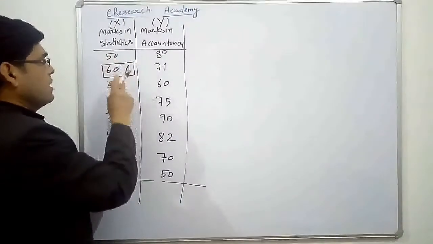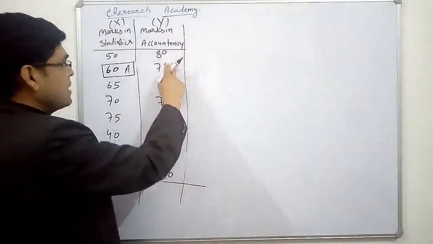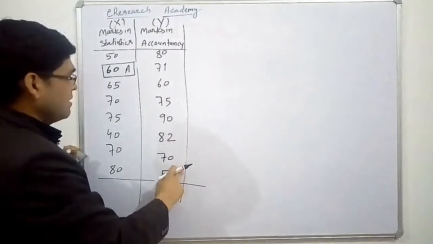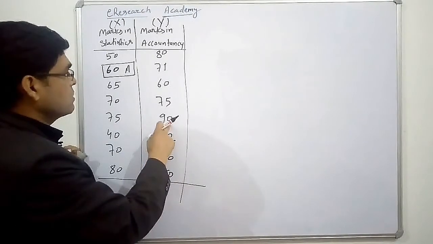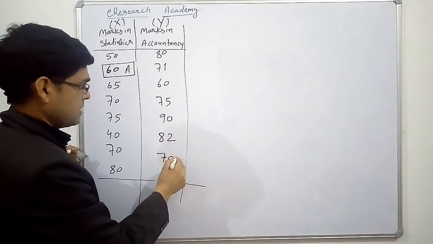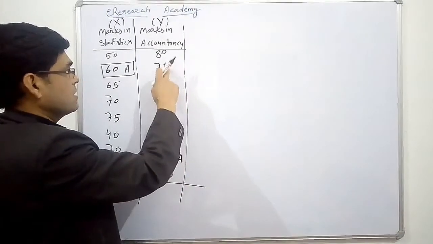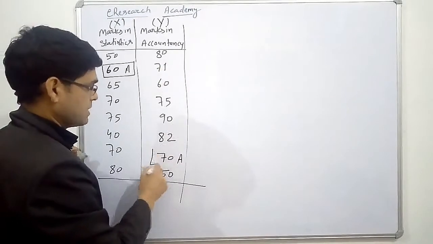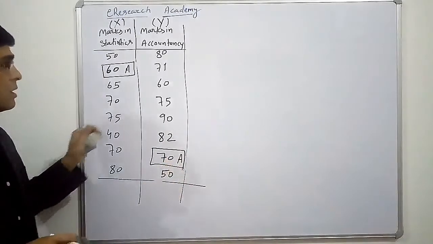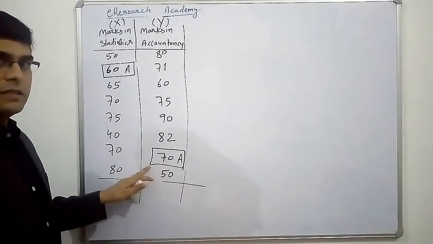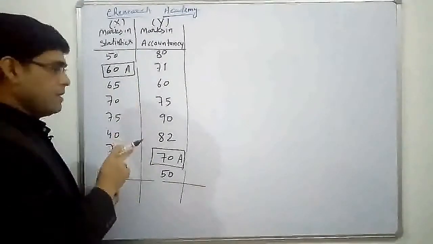In the X series, 60 is our assumed mean. In the Y series, the lowest value is 50 and the highest value is 90. So the representative value will be around 70 or 71. You can take either one, say 71 or 72. I am taking 70 as the assumed mean here. So the first task is done, that is, deciding our assumed mean.